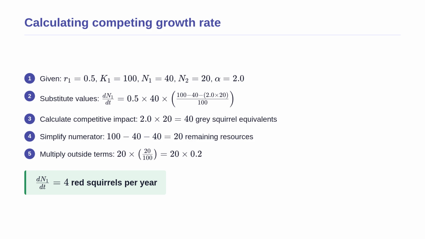First, we calculate the competitive impact. 2 times 20 means the gray squirrels consume resources equivalent to 40 red squirrels. Subtracting the existing squirrels and this competitive impact from the carrying capacity leaves very little room to expand. Solving the math gives us a final growth rate of 4 red squirrels per year. Physically, this shows how heavy competition severely stunts population expansion.